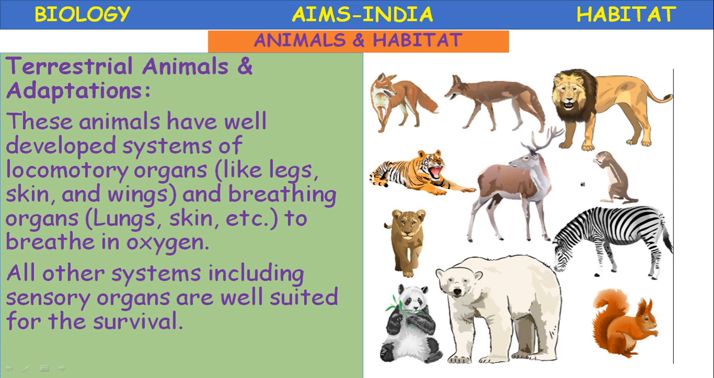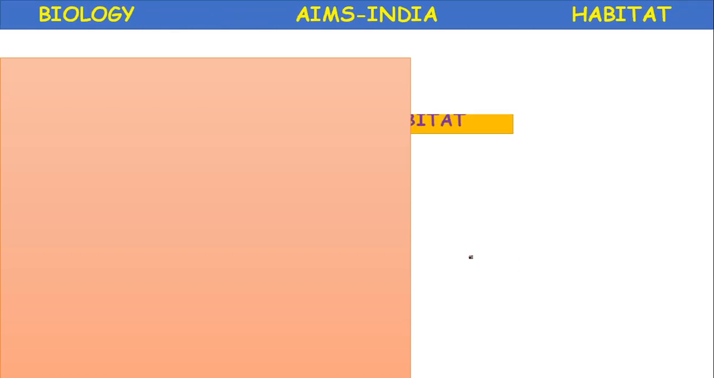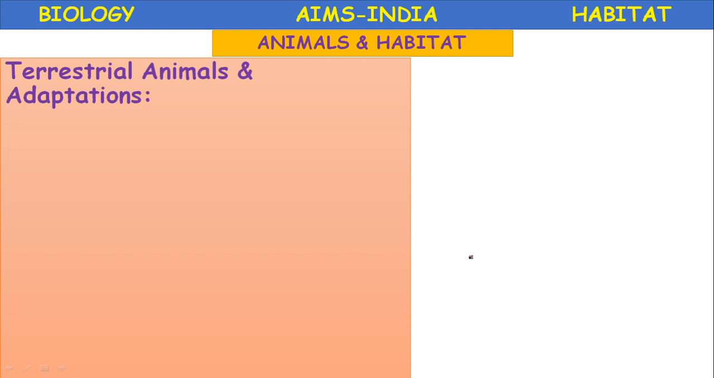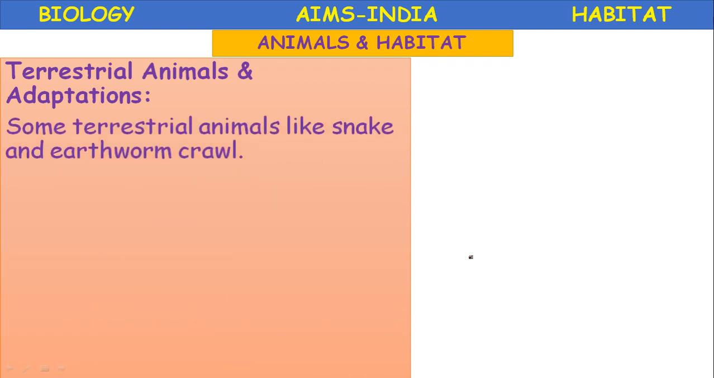See these animals: fox, owl, lion, tiger, deer, squirrel, zebra, kangaroo rat, polar bear, panda. These are all the living organisms which we find on land. Now the adaptations. Some terrestrial animals like snakes and earthworms don't have locomotory organs like legs. They simply crawl.